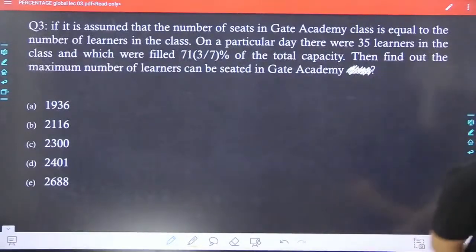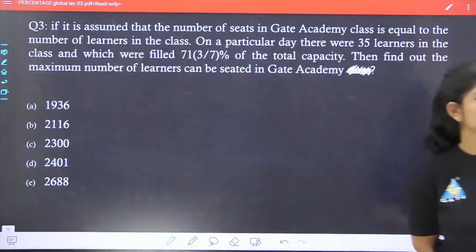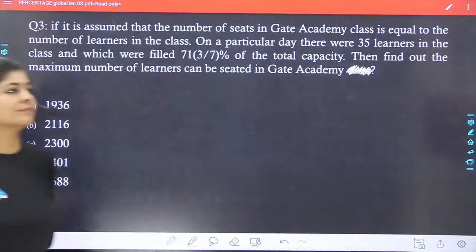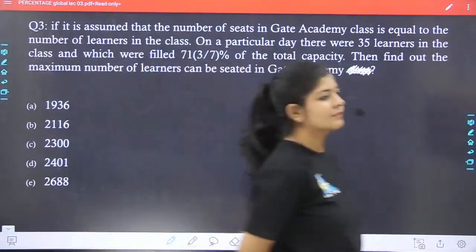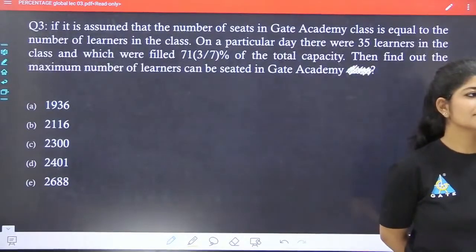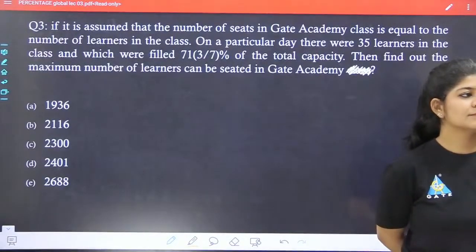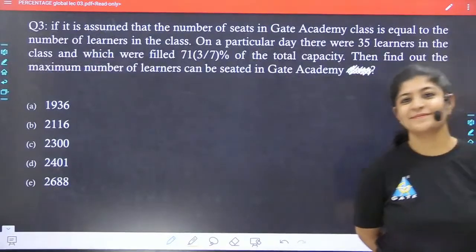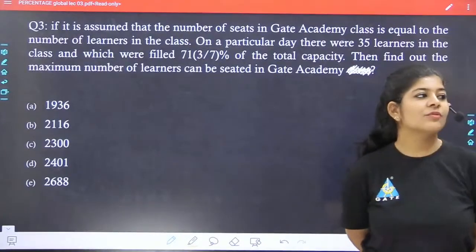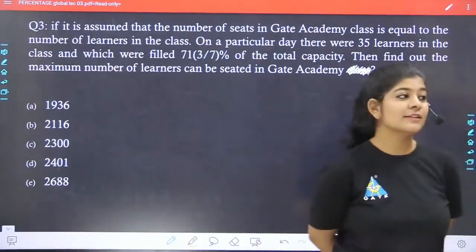Yes, Kelvin. How do we calculate this? We have to find out the maximum number of learners.